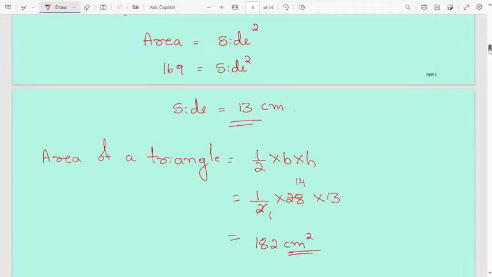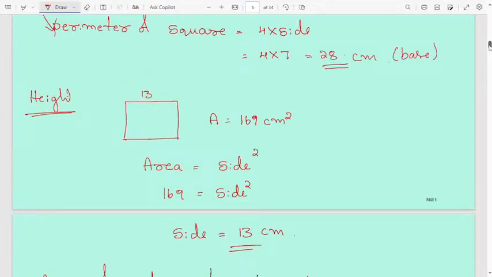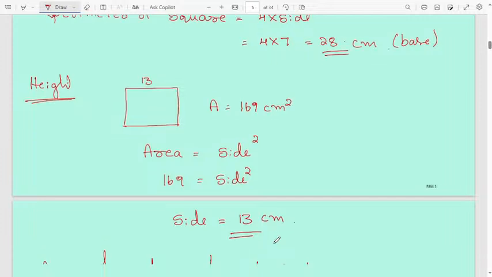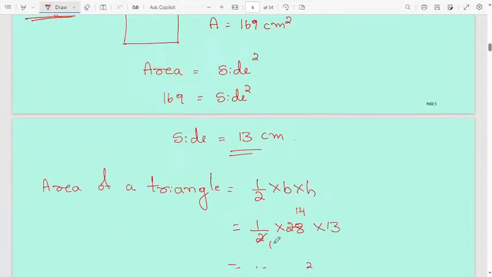Yes, next one, height. The next condition is to find the value of the height of a triangle. They are given the area of the square is 169. Then how will you get the side? Area equals side square, then the side will be 13 centimeter. Then this is the height value.